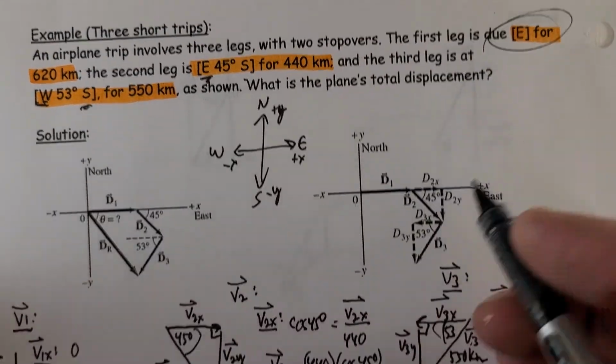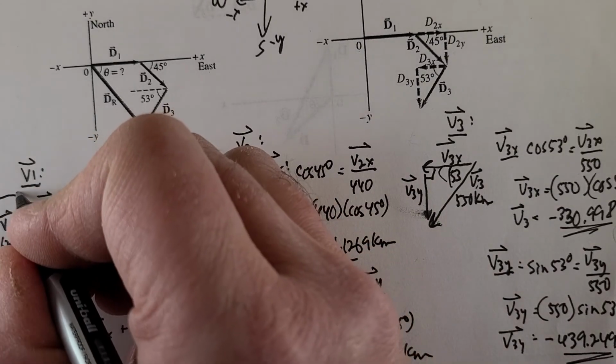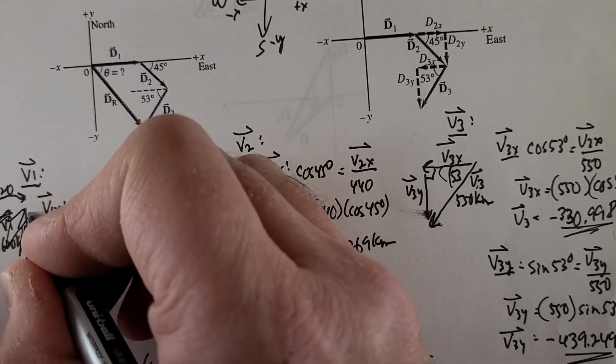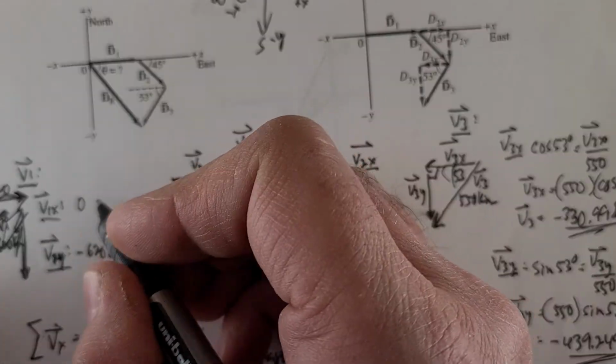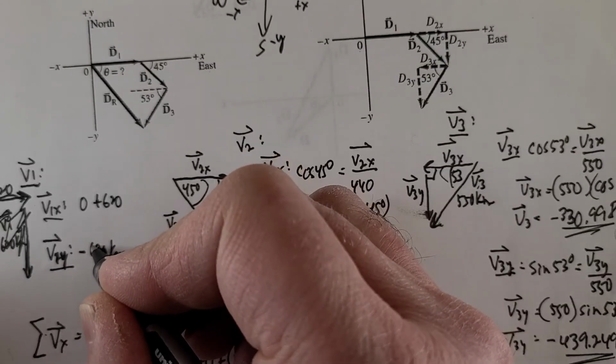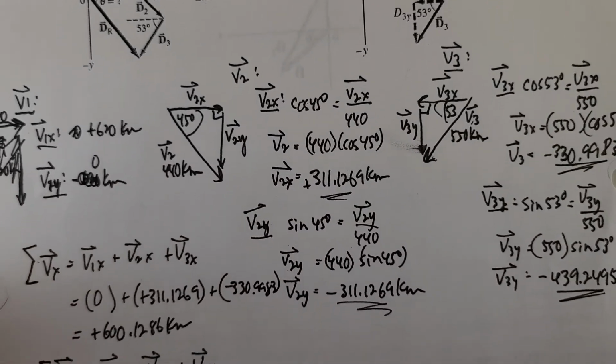This one was east. This one was east. So this V1 was actually this direction. I apologize. That's all right. So let's get rid of that. It's actually pointing due east. So that's 620, and this is 0. Oh my gosh, made a mess.